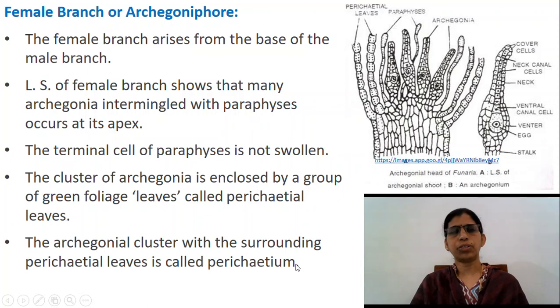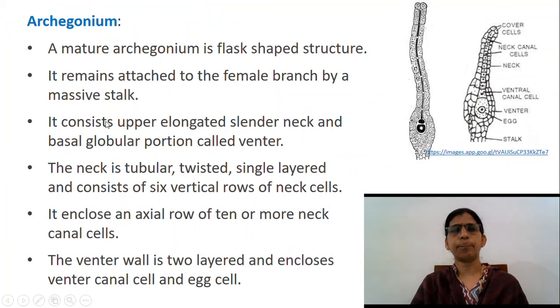Now if we move on to the structure of the archegonium, a mature archegonium is a flask-shaped structure. It remains attached to the female branch by a massive stalk. It consists of an upper elongated slender neck and a basal globular portion called the venter.